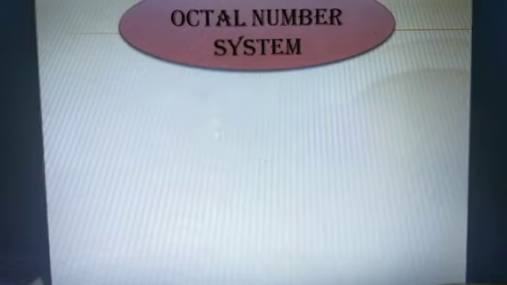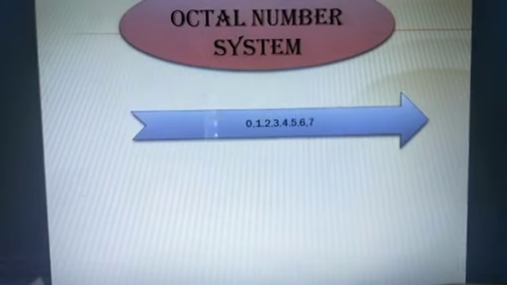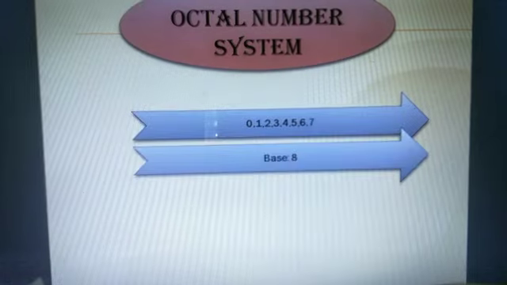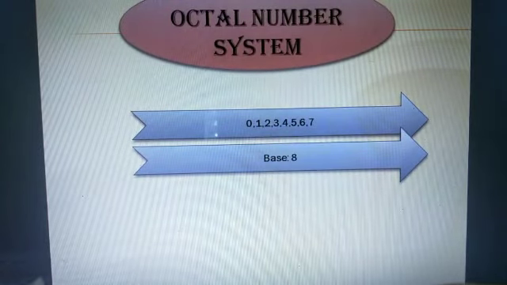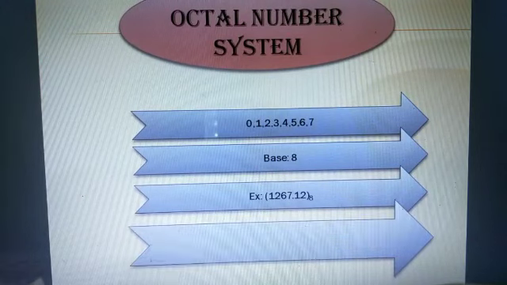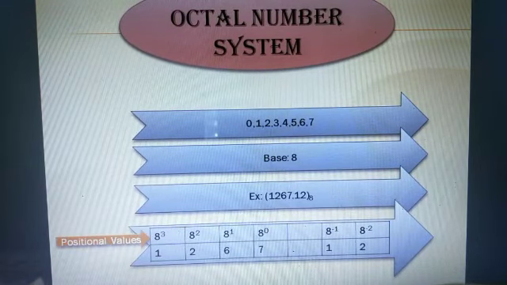Next is the octal number system. Octal number system consists of 8 digits, 0, 1, 2, 3, 4, 5, 6 and 7. That's why it has a base of 8. Let us take an example: 1267.12, which has a base of 8.